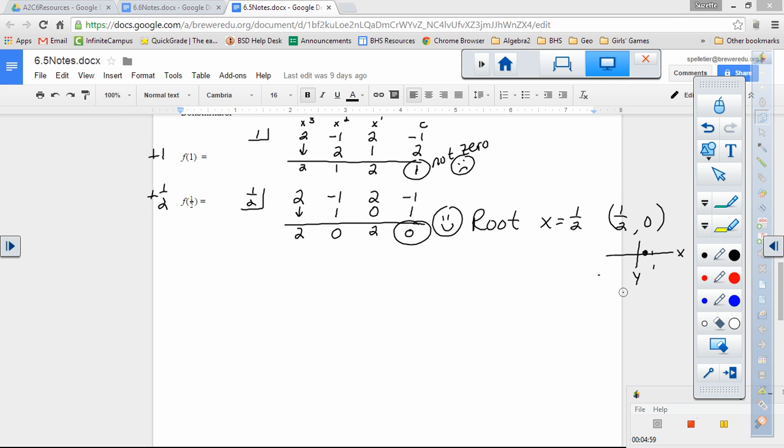So that means that this function somehow will pass through that specific point. That's a root. Our goal now is to figure out, how do I find all those other roots? I don't know what to do with them.